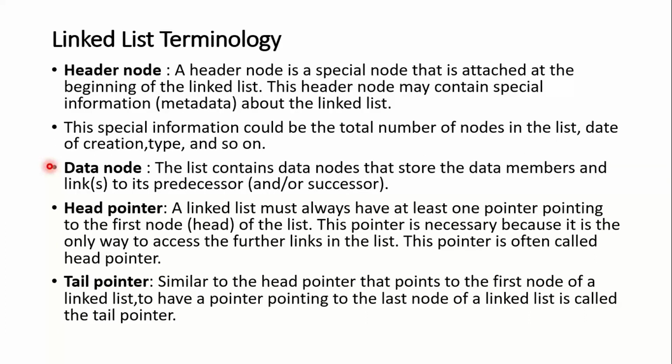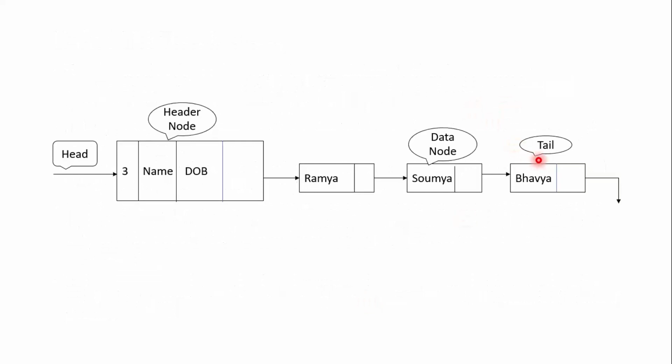Next, tail pointer. In the same manner, we have a tail pointer. Similar to the head pointer that points to the first node of a linked list, a pointer pointing to the last node of a linked list is called the tail pointer. So this is your tail pointer. That indicates that this is the end or the tail of your linked list. So I hope it's clear.